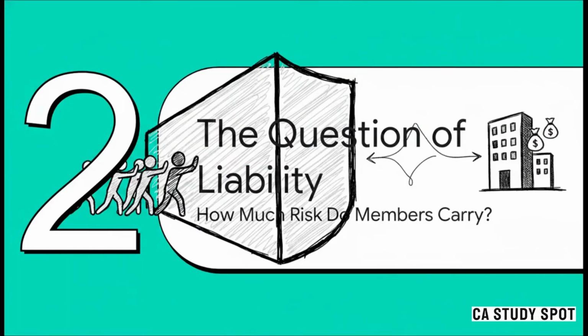Okay, so if a company is its own legal person, that leads to a really important question. What does that mean for the owners if the company gets into trouble? This is where the concept of liability comes in. You can think of it like a financial firewall between the business and the people who own it. Let's see how strong that firewall can be.